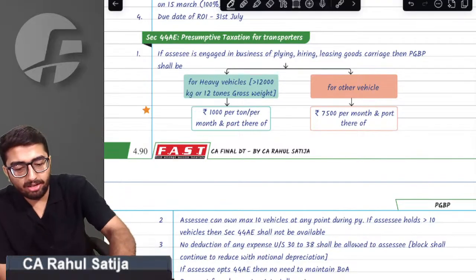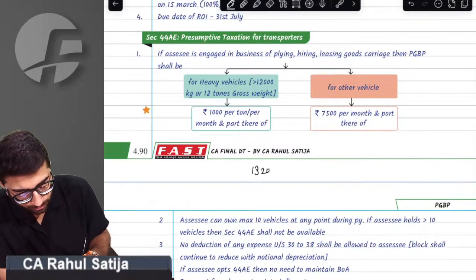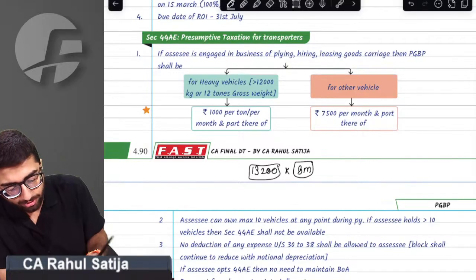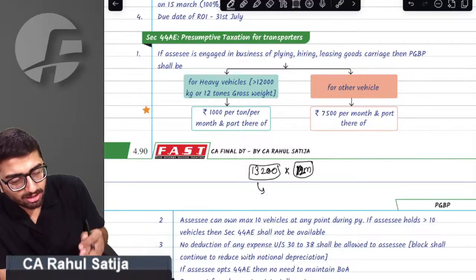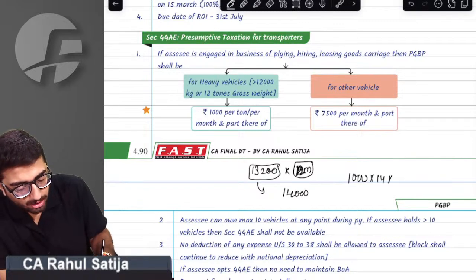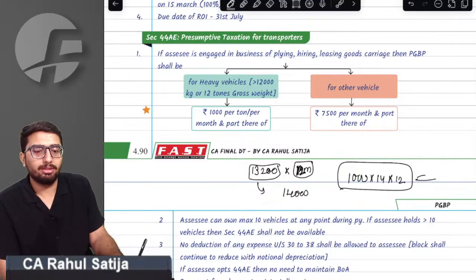Sir, for example, if a truck has a weight of 13,200 kg and it works for 8 months, sir, how to offer? It works for 12 months. How to offer? Sir, 13,200 is considered as 14,000 kg. Just take 1,000 rupees per kg multiplied by 12 months. This is how PGBP on that truck will be considered.